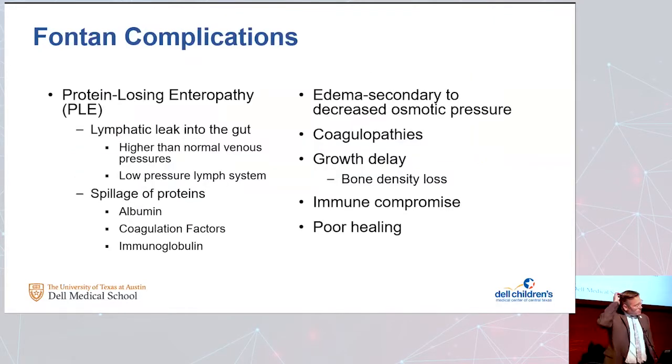What are those problems? The complications we see in the Fontan circulation, mind you, this isn't all Fontans, but is a good chunk of these patients. And when we're talking about circulatory support to transplant, this is some of the things we definitely see in this population. Protein-losing enteropathy, where there is a lymphatic leak into the gut due to higher than normal venous pressures in the environment of a low pressure lymph system, pours off that fluid into those organ systems. Those proteins being albumin, coagulation factors, immunoglobulins.